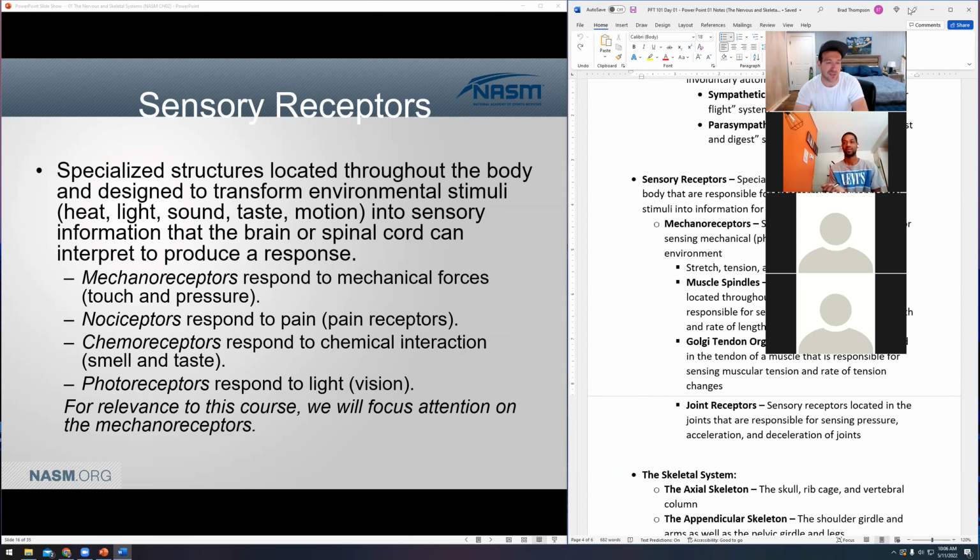Those are the pain receptors. We got photoreceptors. Those are kind of cool. Those are the ones in your eyeballs. They sense different wavelengths of light, you know?